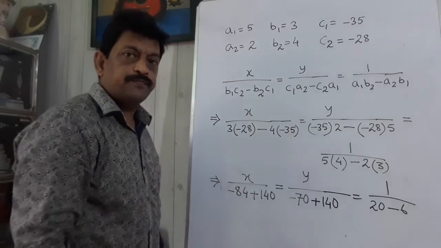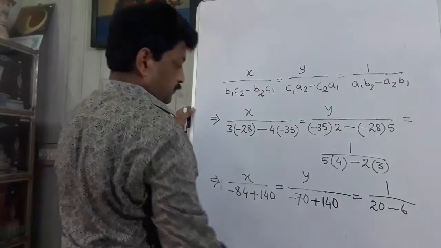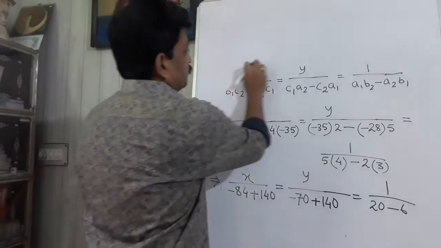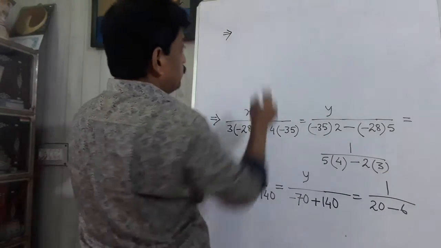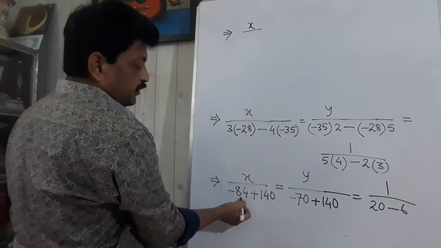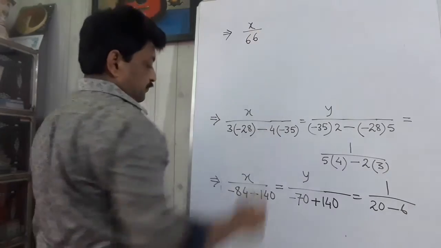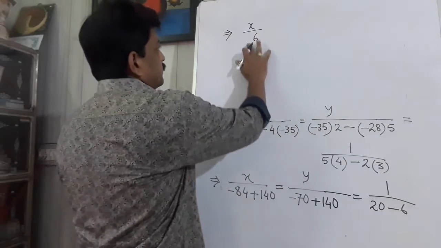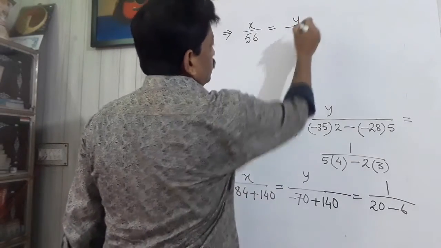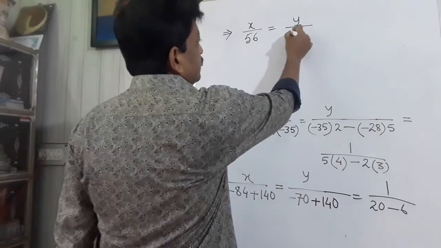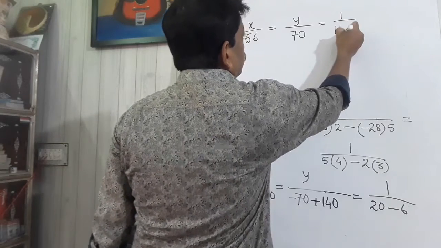Hope you are getting it. So x upon minus 84 plus 140. So that makes 56 equals y upon, this is minus 70 plus 140 is 70, equals 1 upon 20 minus 6 is 14.